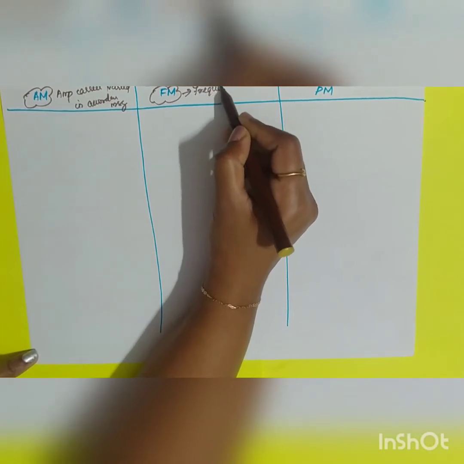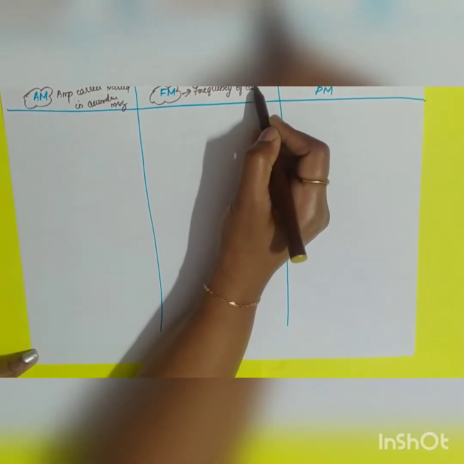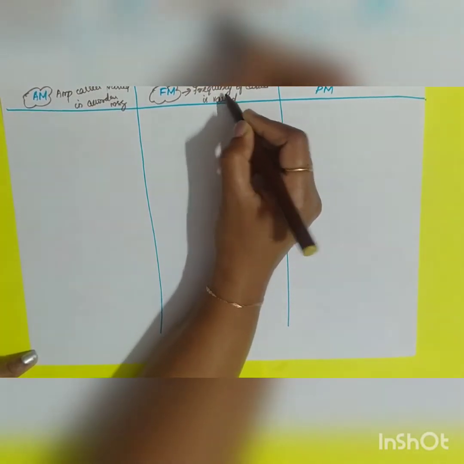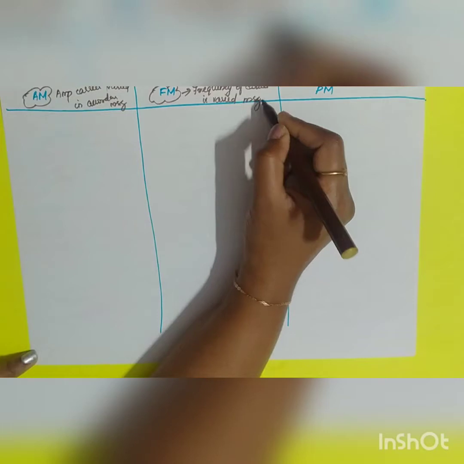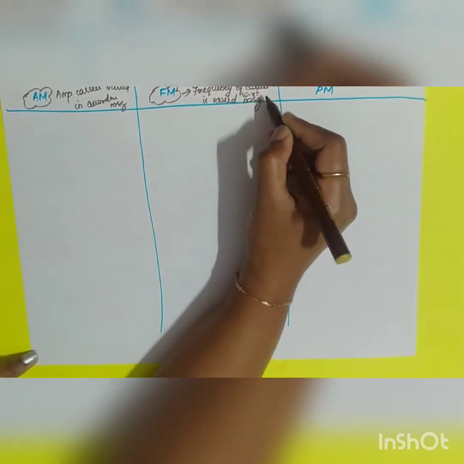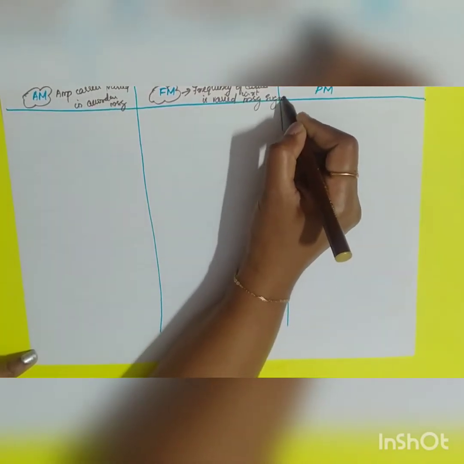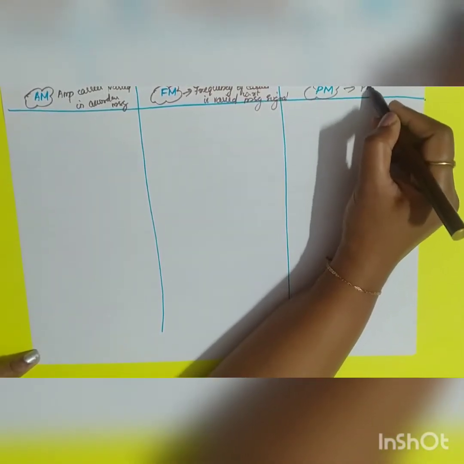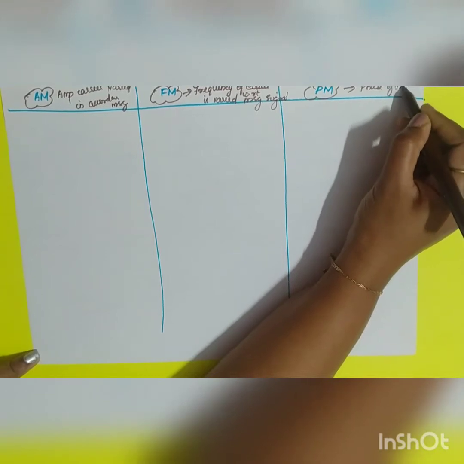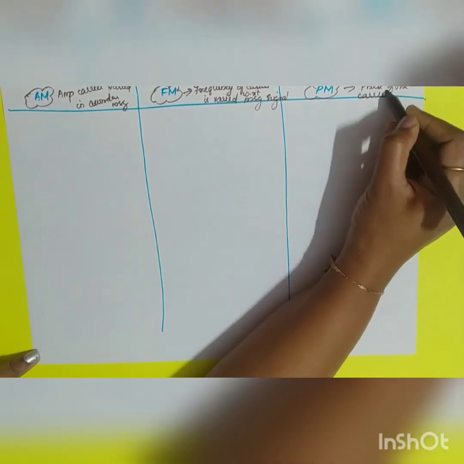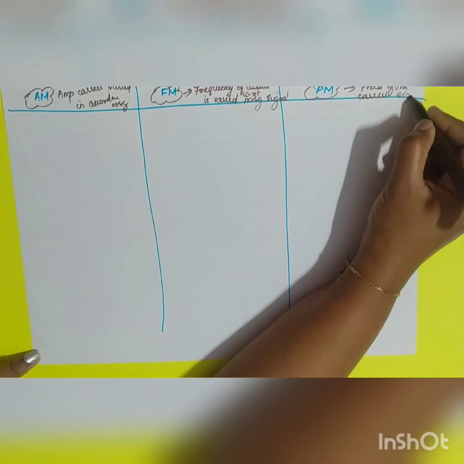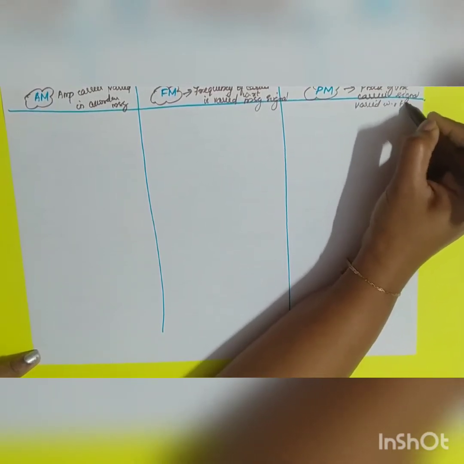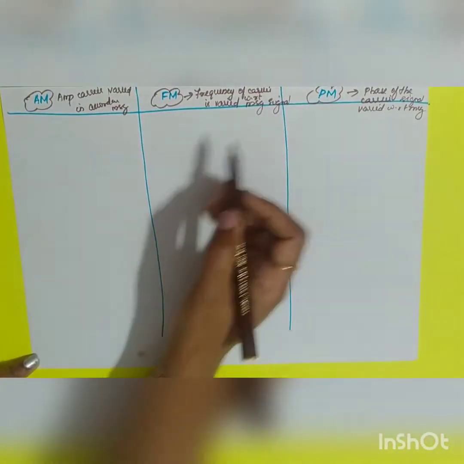If the frequency of the carrier signal is varied in accordance with the instantaneous value of your message signal, then it is called frequency modulation. Similarly, what may be your phase modulation? If the phase of the carrier signal is varied in accordance with your message signal, then it is called phase modulation.